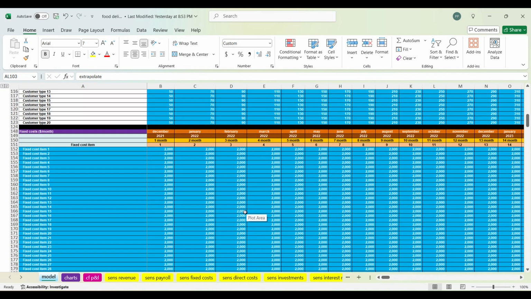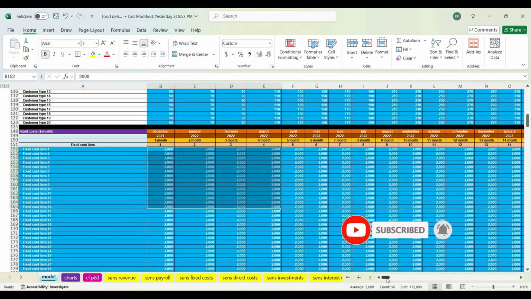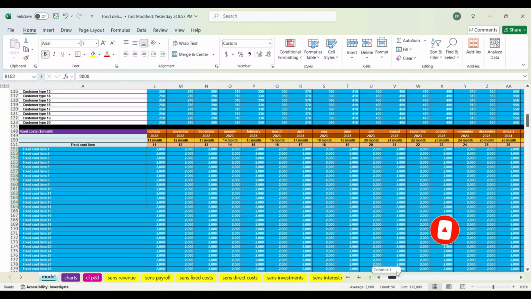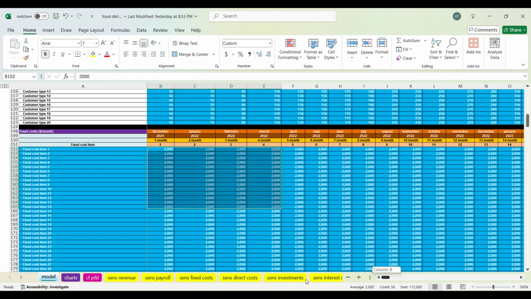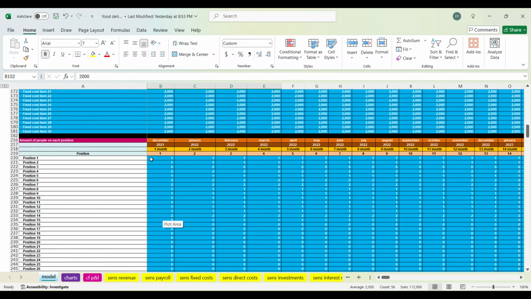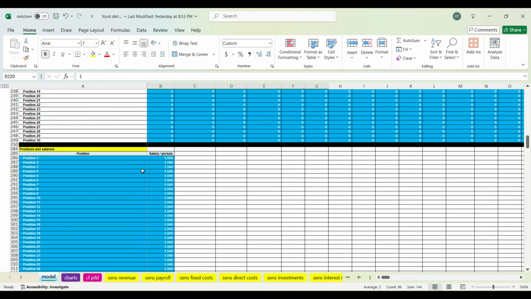Moving to fixed costs. Here we can specify the fixed cost items, and here their monthly values for the first 36 months of operating activity. Then we have extrapolation. Same logic. Payroll. Here we are specifying the amount of people on each position plus extrapolation. Here we have the list of positions and salaries per person on each position.